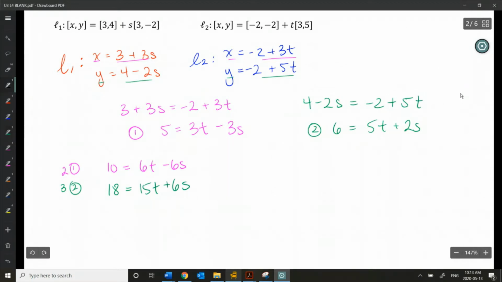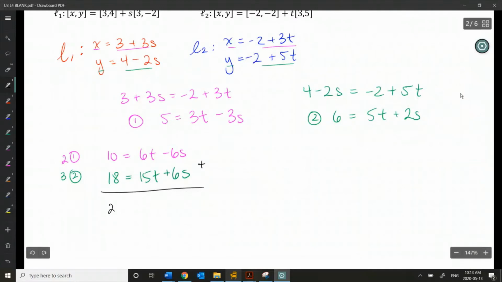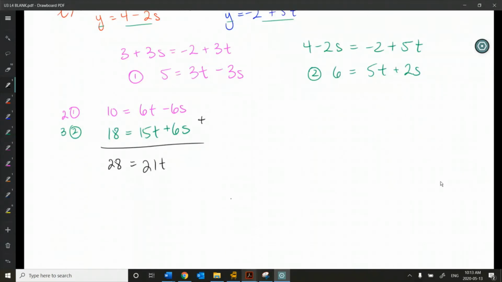Okay, then you need to decide whether we're adding these equations or subtracting them. So I have a negative 6s and a positive 6s. So if I add them, the s's will cancel. So we've got 28 equals 21t. And when we divide out here, we'll get 28 over 21, which reduces to 4 over 3.